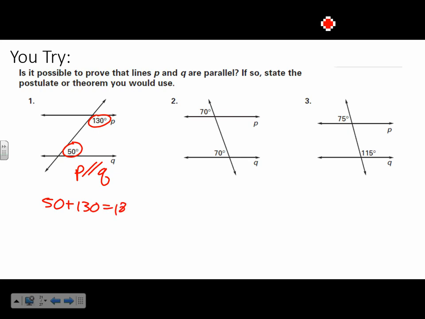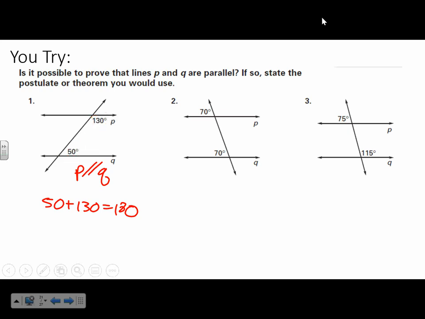A lot of people miss this one, or miss one similar to this. If instead of having 50 and 130, I made it 50 and 140, a lot of people would say, oh, they're parallel, we know same side interior, but those don't add up to be 180. So make sure you're always taking the time to check to make sure it adds up to be 180.